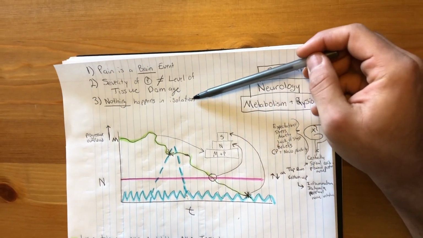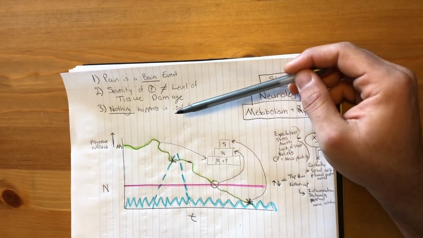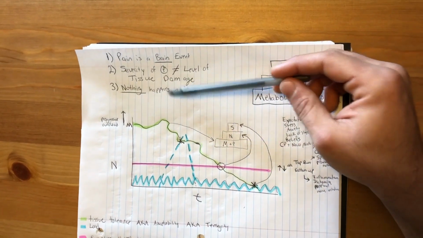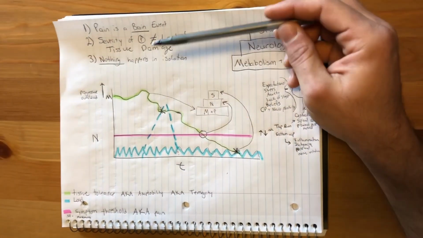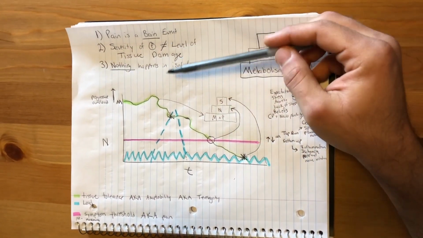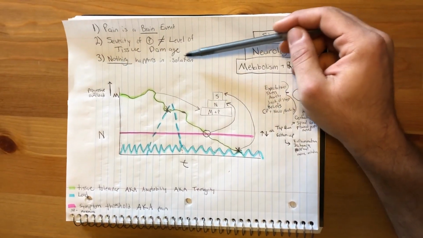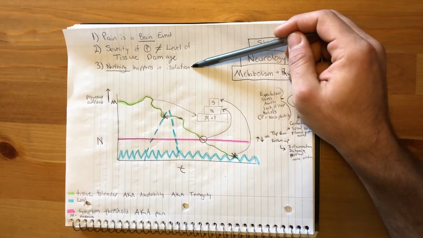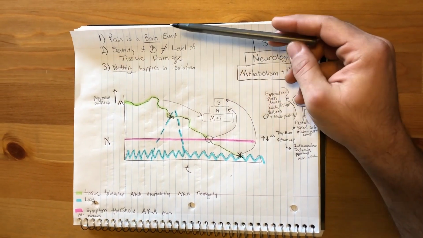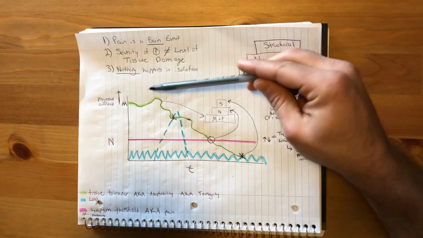Number three, nothing happens in isolation. So the body is constantly in flux. Every single tissue affects the next tissue beside it. Physiology of tissues even further away can affect the specific tissue. So we want to make sure that nothing happens in isolation and embrace the complexity of the body. So we'll get to the chart now.